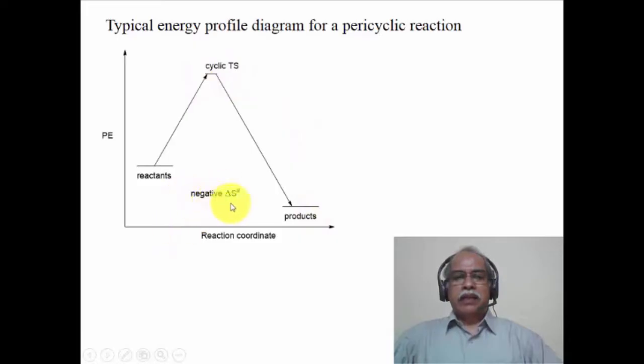And you see here it's written negative delta S double dagger. In other words, the entropy change in a pericyclic reaction is always negative, or the entropy of activation is always negative, because of the very organized cyclic transition state through which the reactions proceed. So the entropy of activation is negative for a highly organized system like a cyclic transition state in this particular instance.